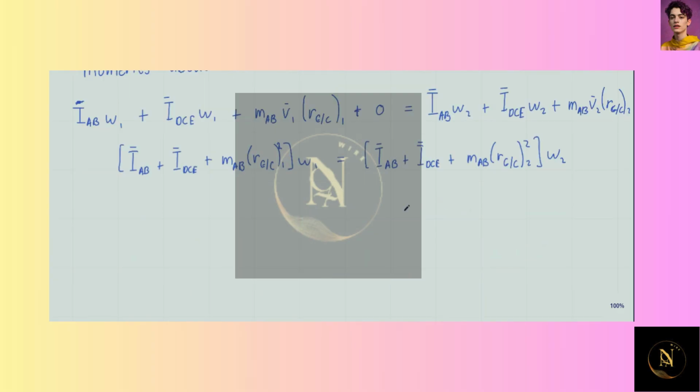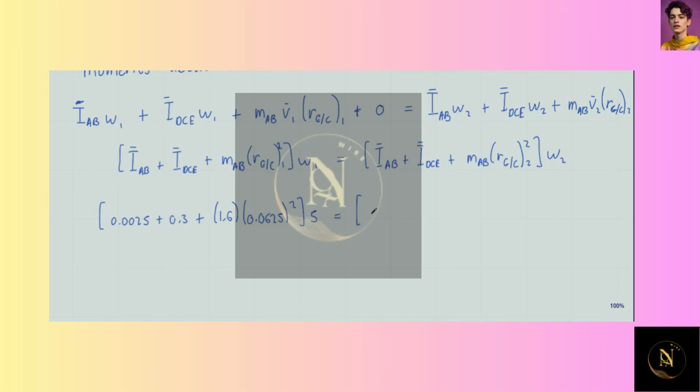So essentially here, we have enough information that we can substitute in. So this is 0.0025 for AB plus 0.3 for DCE, the mass moments of inertia, plus the mass of AB, which is 1.6, times R_G relative to C, 0.0625 in meters, that's squared, times omega 1, which is 5.